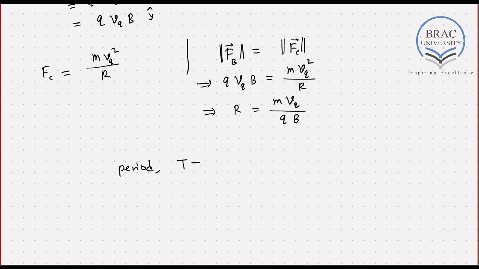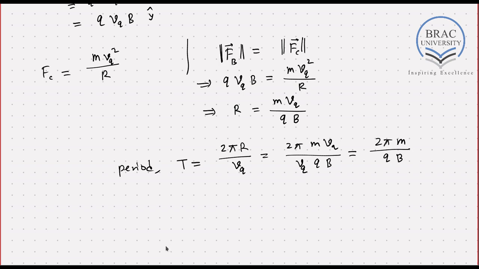Period T is basically the circular path, 2 pi r, divided by the velocity v sub q, and we know the value of r from here. Just plug it in here: m v sub q divided by q times B. So velocity v sub q cancels out. You are left with 2 pi times the mass of the charged particle divided by the charge times the magnetic field.